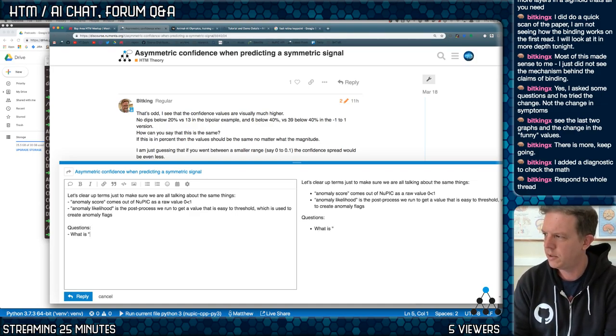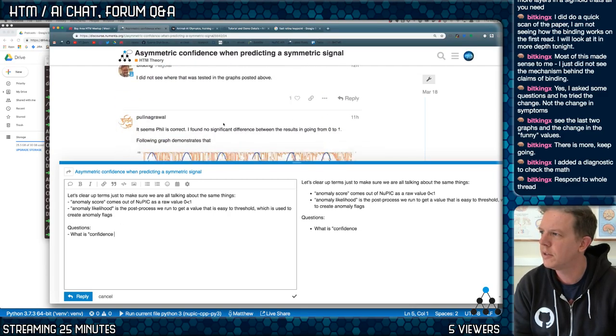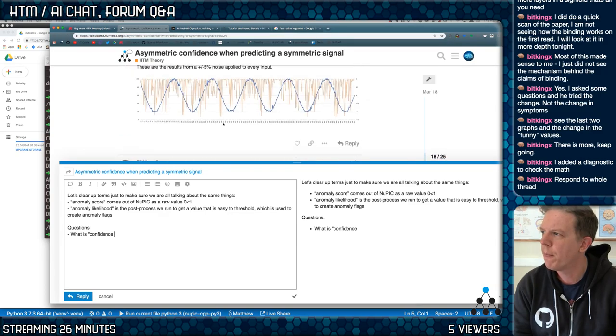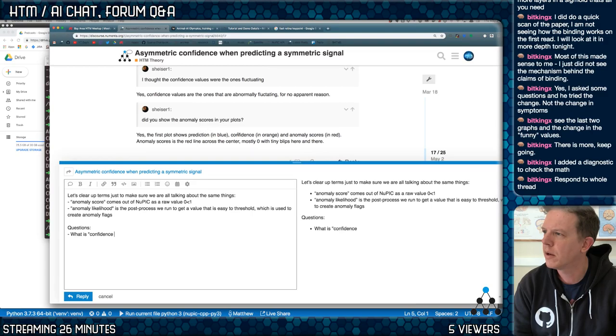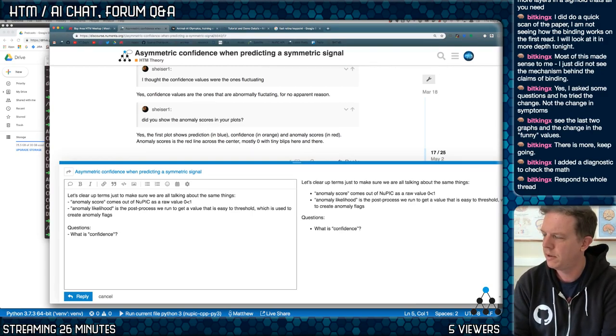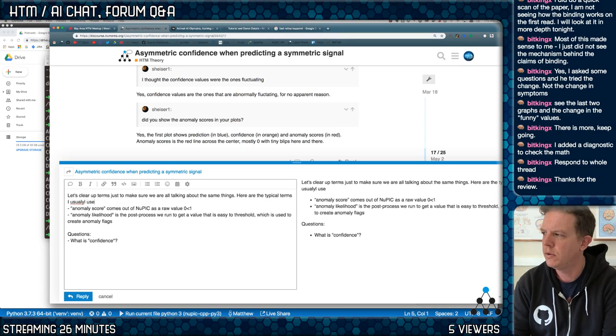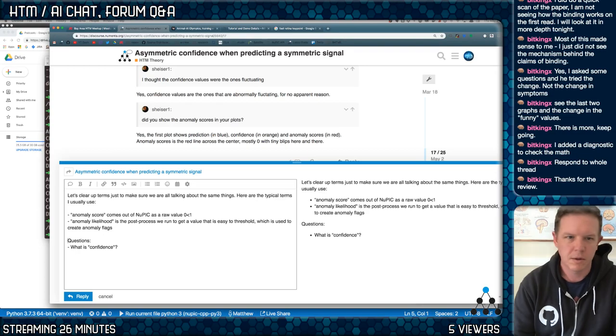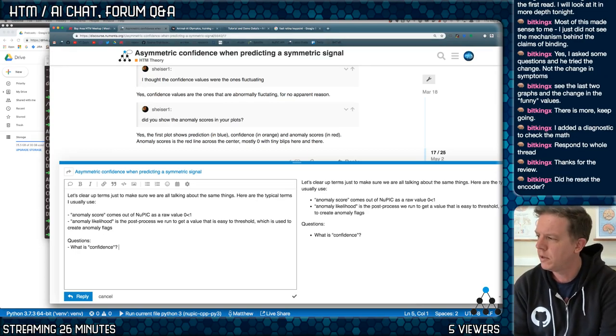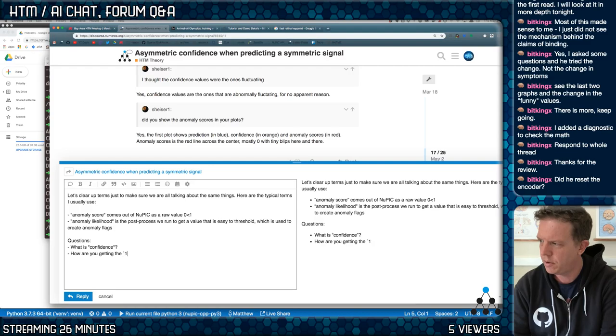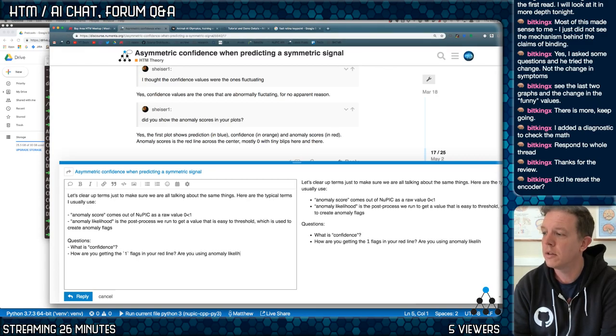Questions. What is confidence? What do they call it? Here are the typical terms I usually use. Okay, no problem. What is confidence, and how are you getting the flags in your red line? Are you using anomaly likelihood?